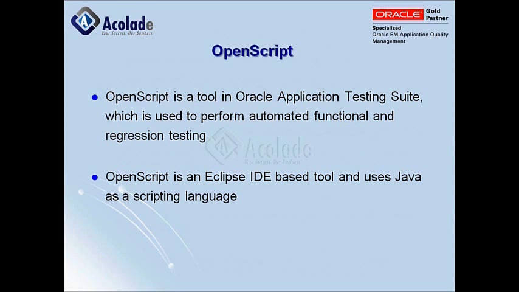Oracle testing products are called Oracle Application Testing Suite, OATS, which is a part of Oracle Enterprise Manager Quality Management Suite. One part of the suite is Oracle Functional Testing Tool. Oracle Functional Testing Tool uses OpenScript to perform automated functional and regression testing. OpenScript is an Eclipse IDE-based tool using Java as a scripting language. The tool has a standard record playback capability with the ability of writing Java code for expert users. The scripts that are written have a standard Eclipse view of the Java code as well as a hierarchical view.